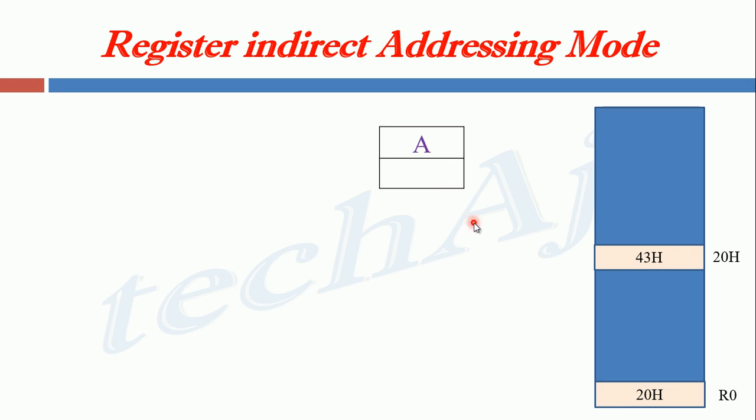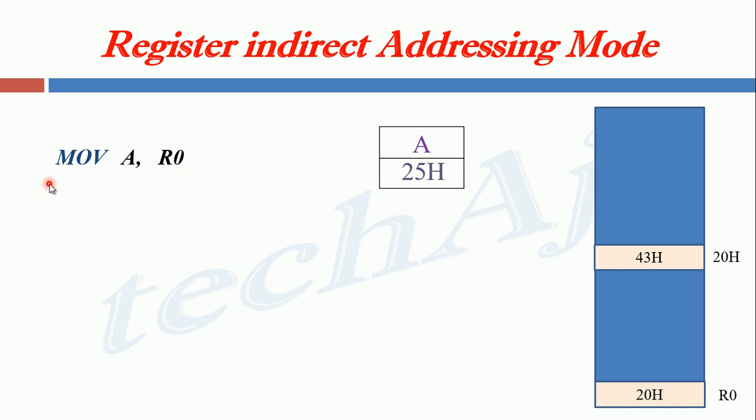Accumulator initially having the value 25H. So these are the initial conditions. Now, if we execute the instruction MOV A, R0, in this instruction, accumulator is the destination operand, R0 is the source operand.